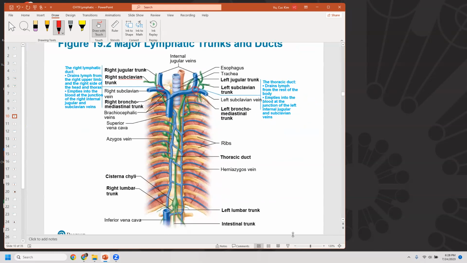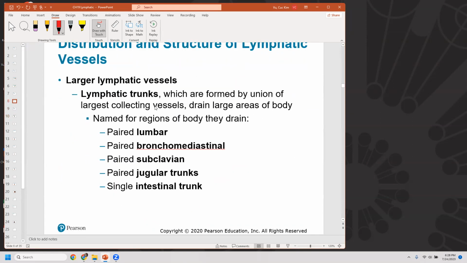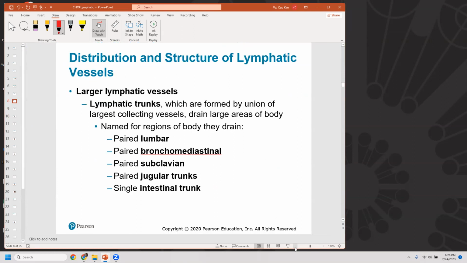Zoom back out. So again, you have 4 pairs and 1 single. You have the jugular trunks. You have the subclavian trunks. You have the bronchomediastinal trunks. That's 3. You have the lumbar trunks. And then you have 1 intestinal trunk. Okay. All right. Go back here. All right. So those are the 4 pairs and the single lymphatic trunks that you need to know. Okay.